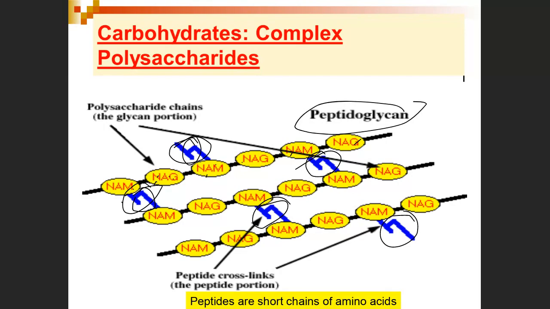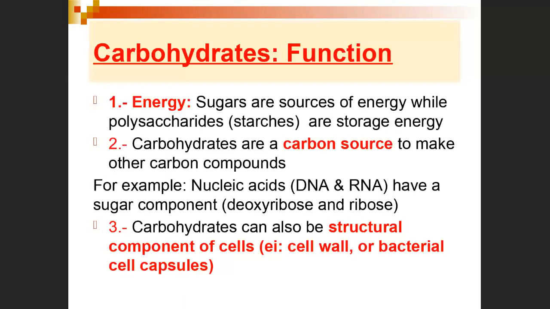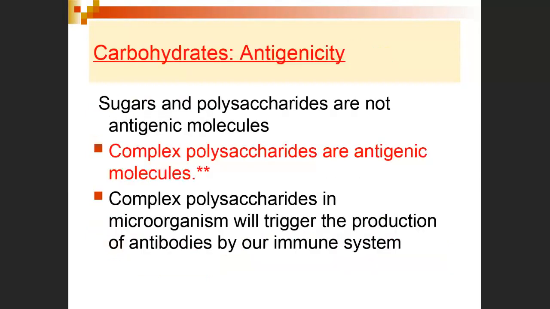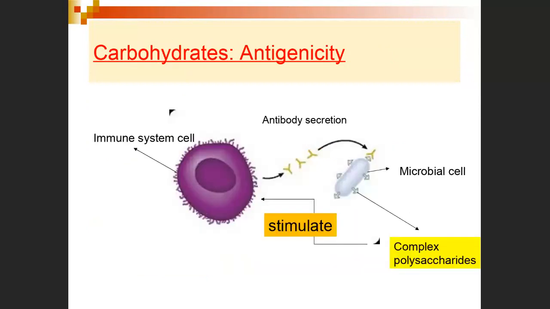So, complex polysaccharides are antigenic. Polysaccharides are not. Starch is not antigenic. The starch bound to a protein, now we have an antigenic compound. Go over the functions. I think you should already know what the functions are. Complex polysaccharides are antigenic. Polysaccharides by themselves are not. Having said that, they're not as good of an antigen as a protein would be. So they are antigenic, but they're not great like a protein.